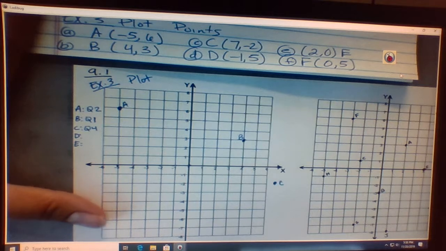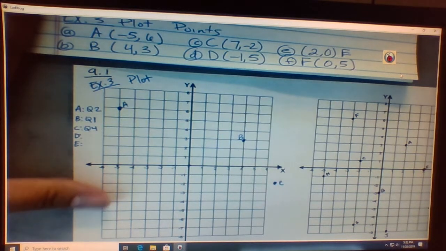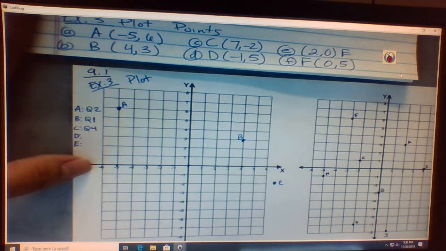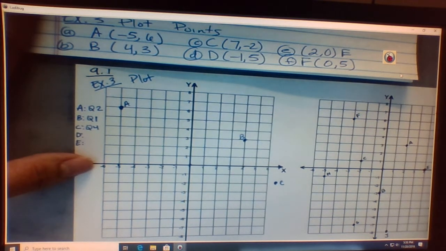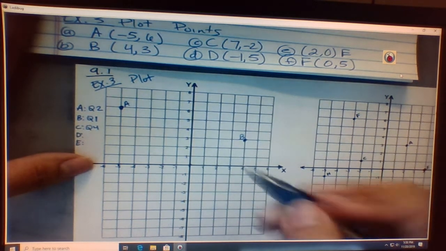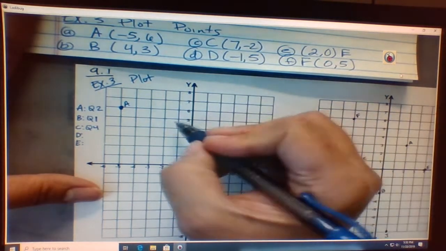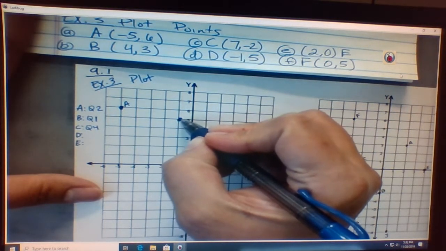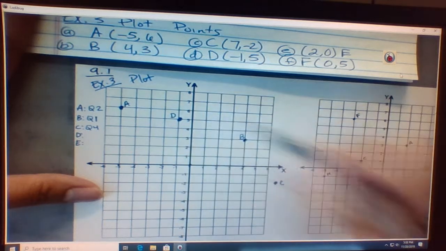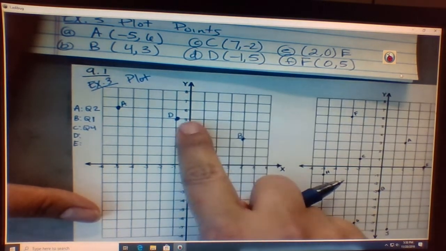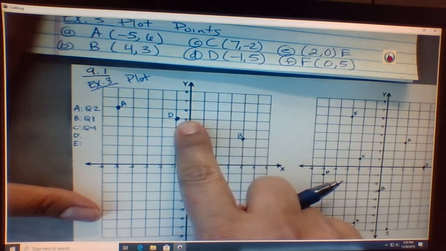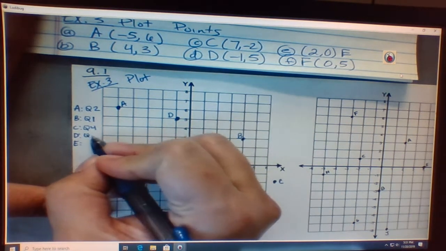Now, point D, go ahead and graph it wherever you think it goes. Give you about 20 seconds to put it where it belongs. That's point D, right there. Do we agree? And that is quadrant 2.